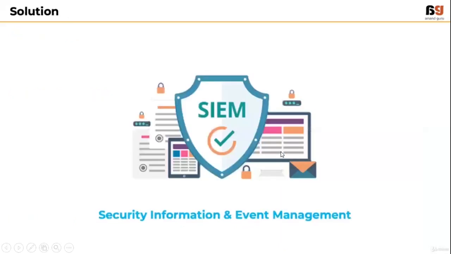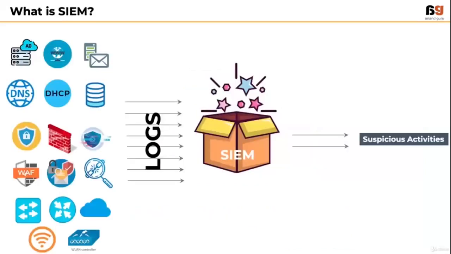So the solution to that is SIEM, Security Information and Event Management. This comprises the tools needed to vet these logs, the tools needed to look into these logs in an analyzed form. So your DNS, your WAF, your Wi-Fi, your network tools, when they get these logs, they push them into the SIEM, and the SIEM pushes them out and detects whether these are suspicious activities or not.